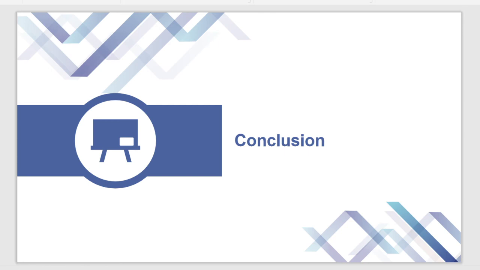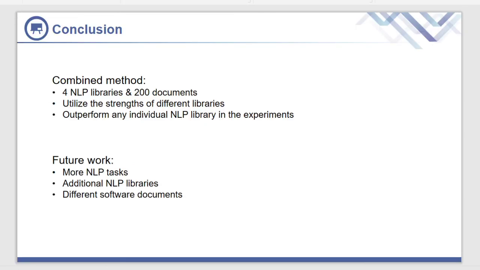The last section is a simple conclusion. This paper evaluates the existing guideline on NLP library selection with 4 NLP libraries and 200 documents. The results report that the guideline should be updated continuously, and each library has its own exclusive results. Based on these findings, we tend to investigate a combined method to utilize the strengths of different NLP libraries. The evaluation confirms that our combined method can outperform any individual NLP library in the experiments.